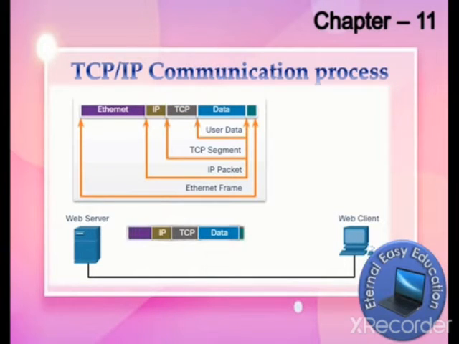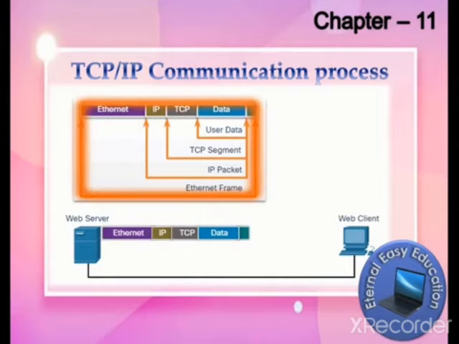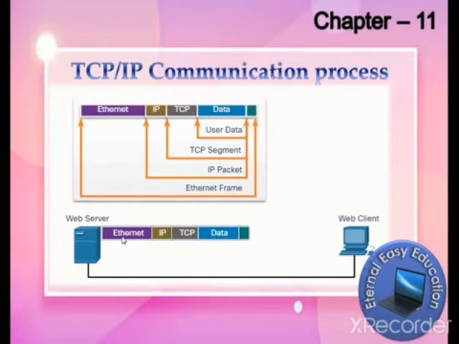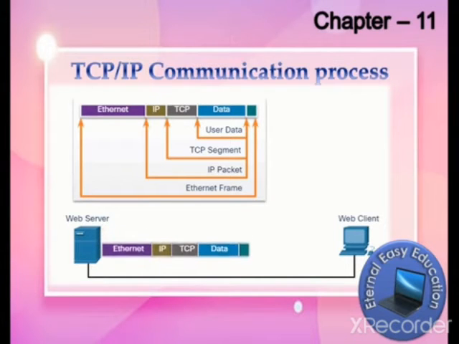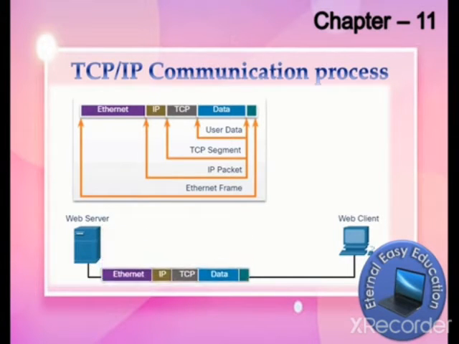It will have bits and frames. As you know, bits are 1010, am I right? So this Ethernet is a physical layer. This cable will transmit the data in 1010 format. Is it clear? This is the communication process of TCP/IP.